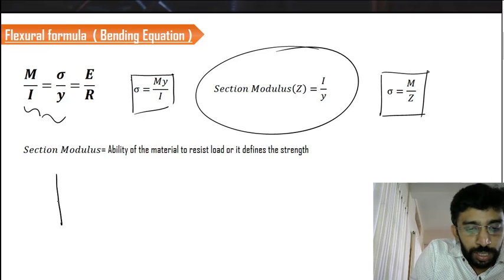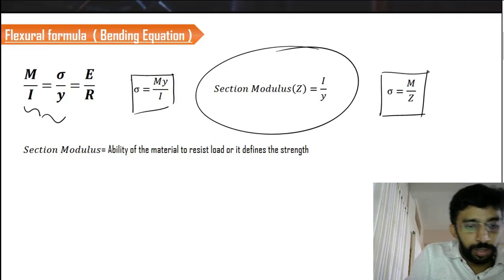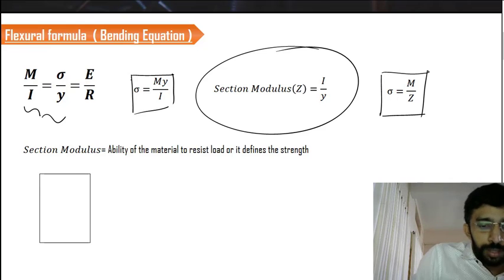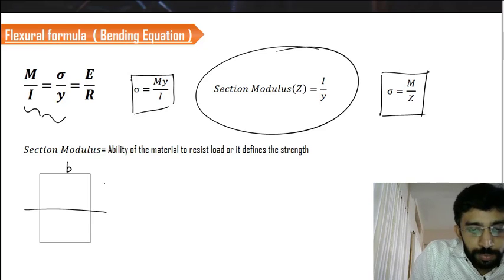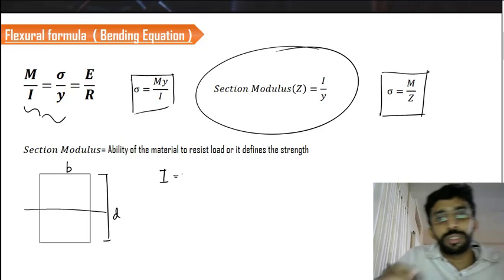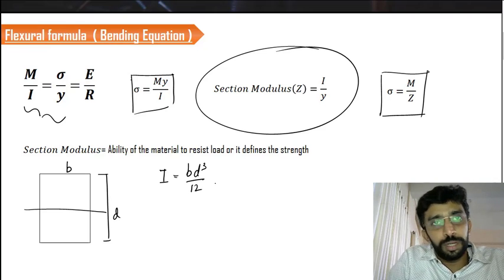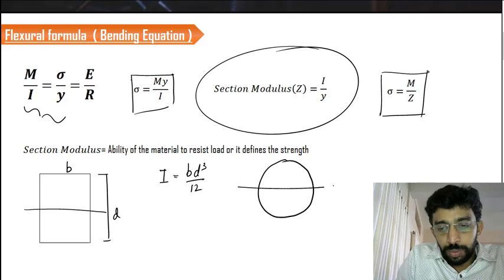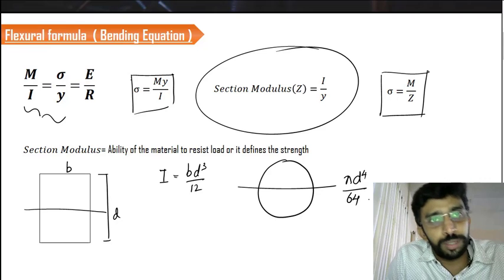We know that if we take the example of a rectangle like this, then this is going to be the neutral axis. If this is the breadth B and this is the depth D, then the moment of inertia about the neutral axis of the cross section is nothing but B d cube divided by 12. Similarly, you know the equation for the circle as pi d raised to 4 by 64. So these are the common equations that we use.